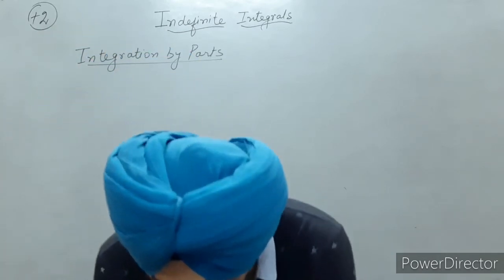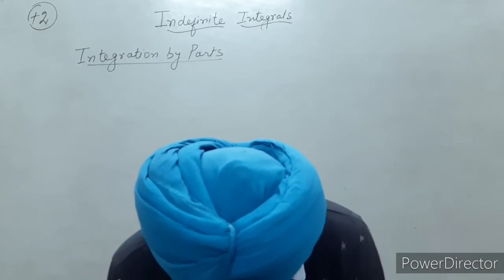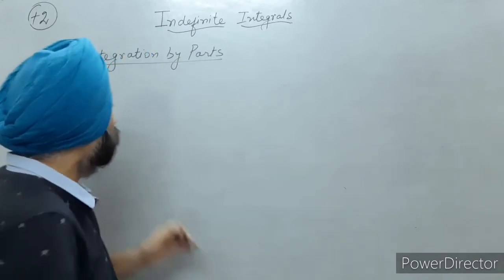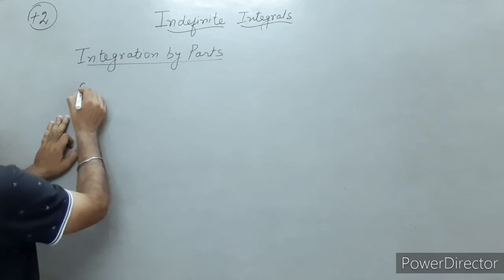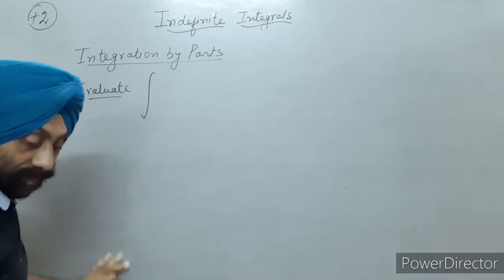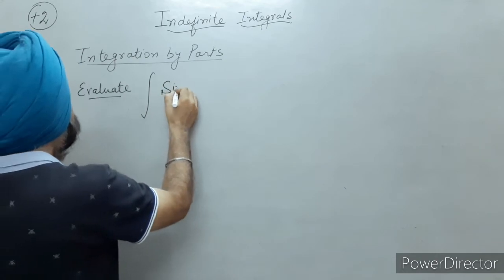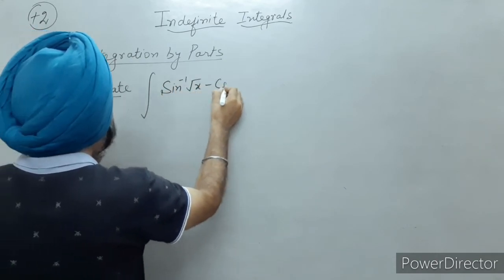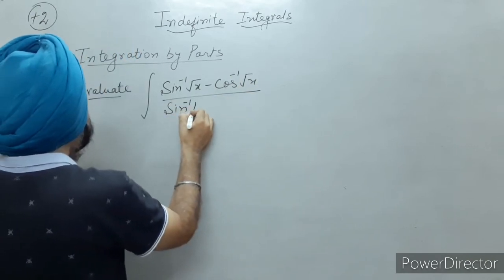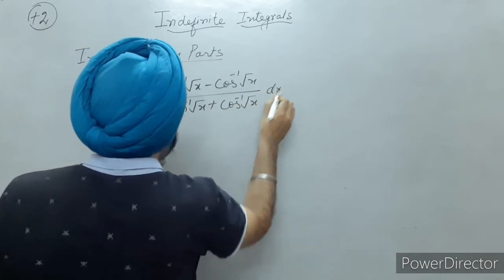Now, another question. It's a very, very good sum. It is this. Evaluate. It is integral of sine inverse under root x, cos inverse root x, divided by sine inverse under root x plus cos inverse under root x dx.